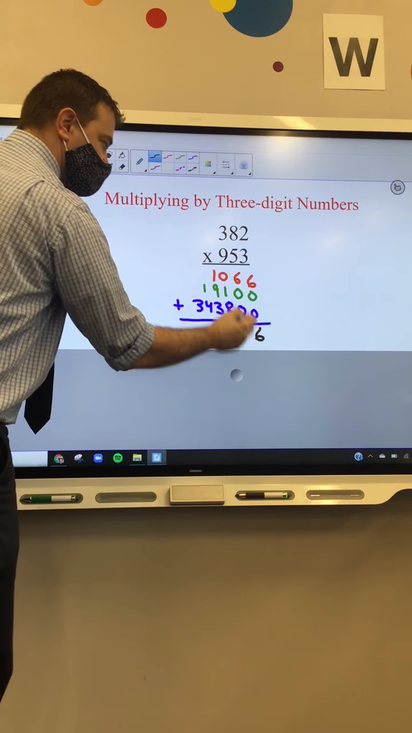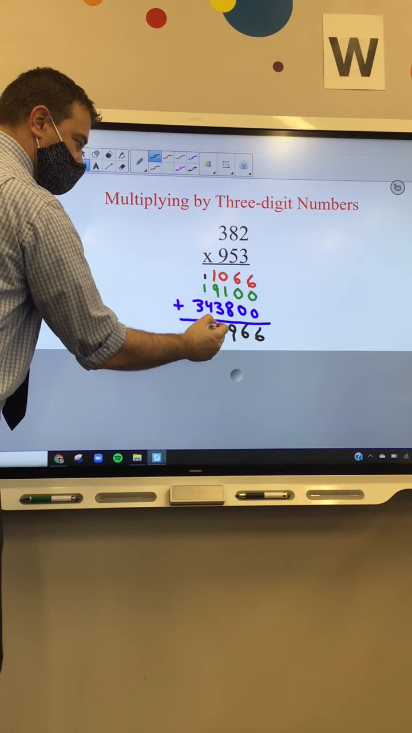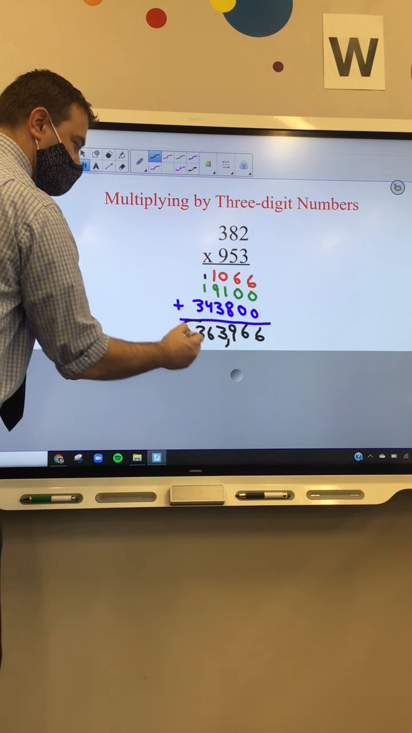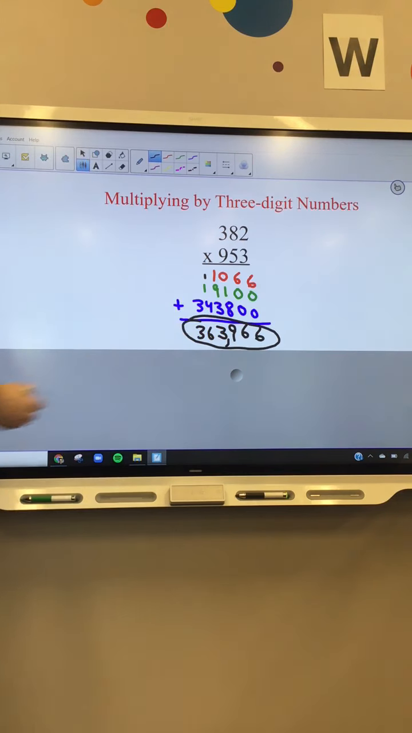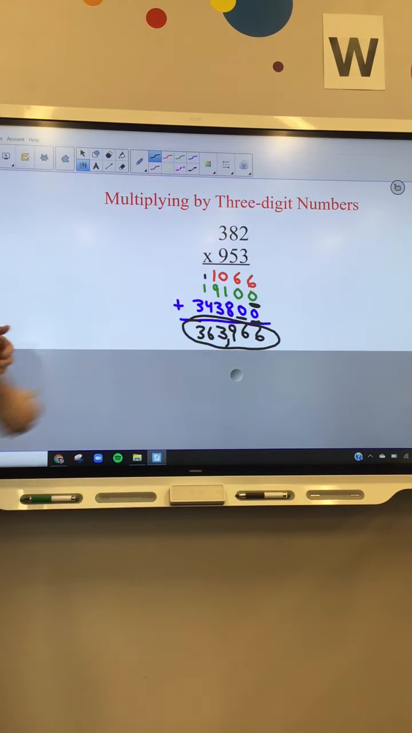I've got 6, 9, 13, 6, 3. 363,966. Was that any different than what we did with 1 digit and 2 digits? Not really. You're just going down 1 more row, and instead of just 1 extra 0, you plugged in 2 extra zeros, right? Because it was 100. Okay?